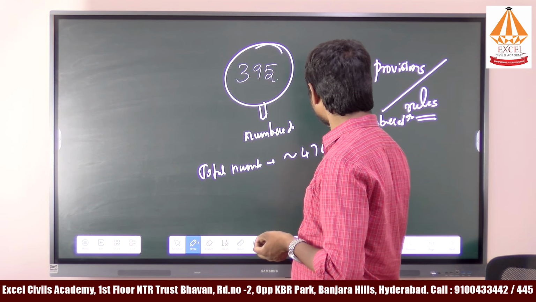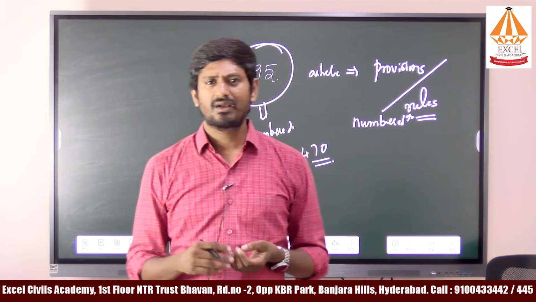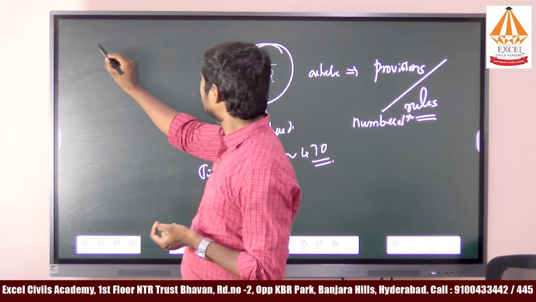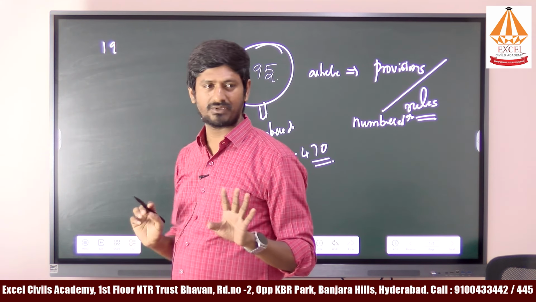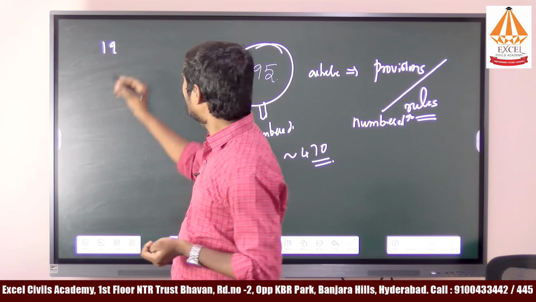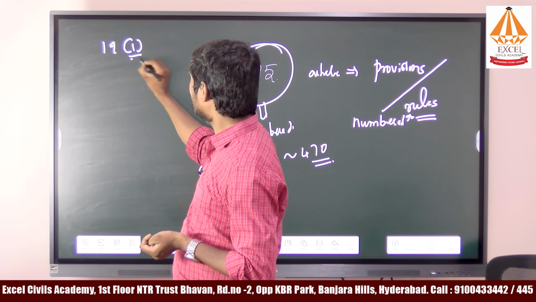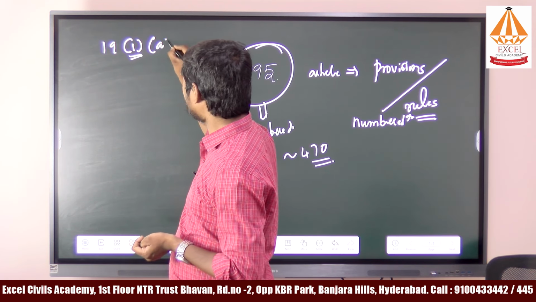Total number of articles means, suppose you see Article 19, for example, which talks about certain freedoms. Article 19 clause 1 subclause A is the article which talks about free speech and expression. But when you are counting the number of articles, you won't count clauses and subclauses. You simply count 19, 20, 21, and so on. That is articles. How many articles? 395. If you count these clauses and subclauses, then you can call it the total number. How many? 470. Do you understand?